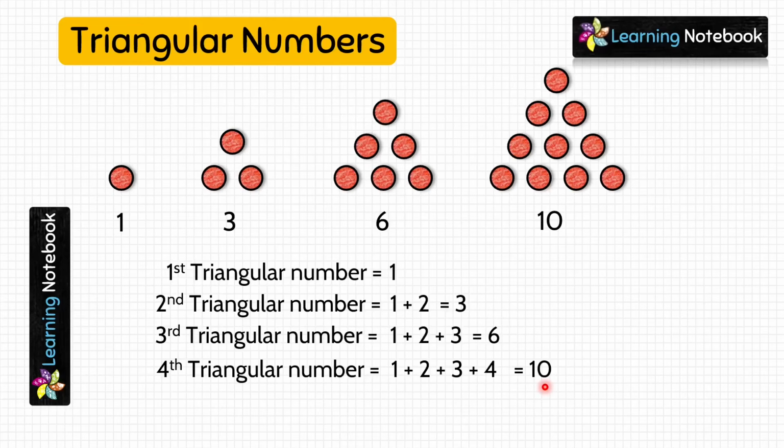So to find fifth triangular number, we will add first 5 numbers. Right students? But now, if I ask you to find 11th triangular number, then adding first 11 numbers will take a lot of time. So let me tell you a shortcut method to find any triangular number.